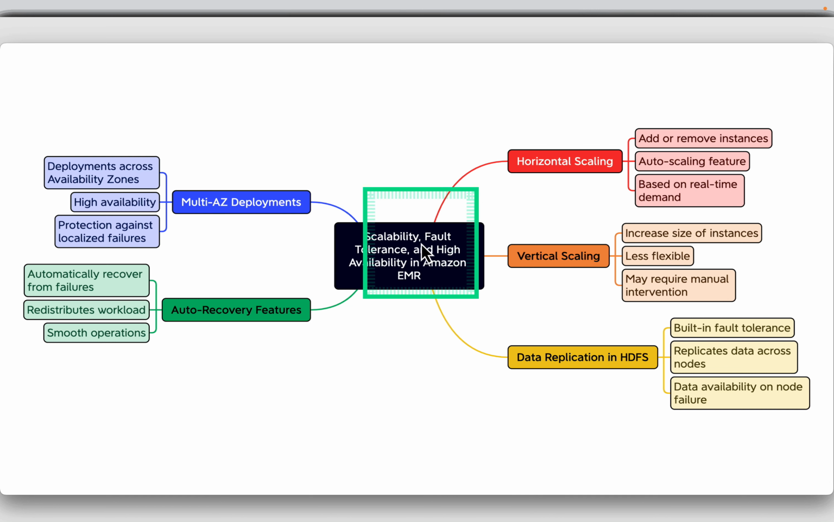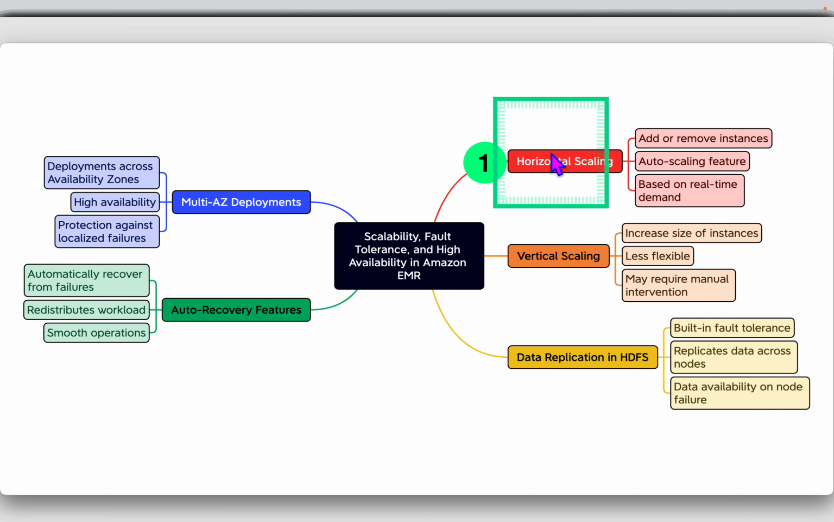Next is scalability, fault tolerance and high availability features in Amazon EMR. First one, horizontal scaling. Amazon EMR allows you to add or remove instances to your cluster to manage the workload effectively. This is often done through elastic MapReduce auto scaling feature, which adjusts the number of instances based on real-time demand.